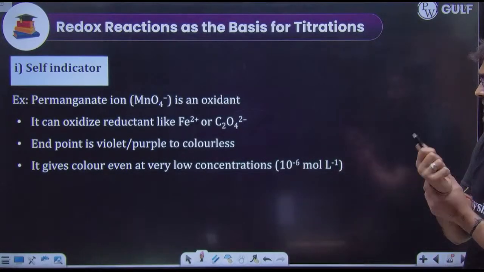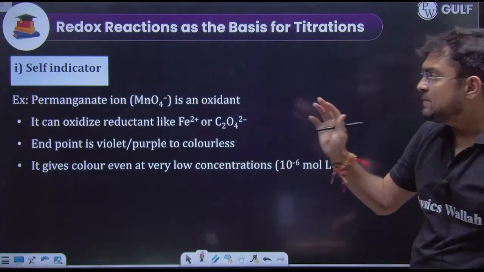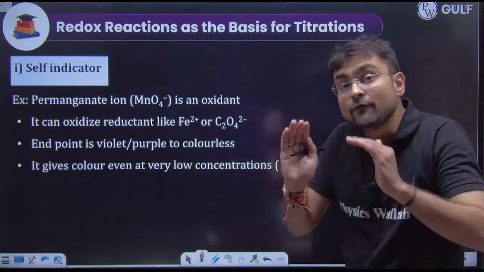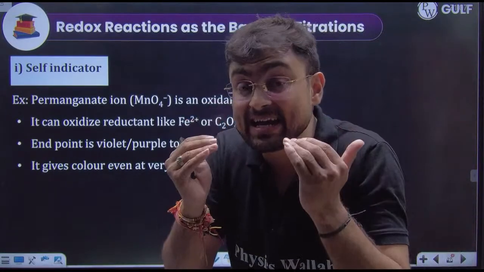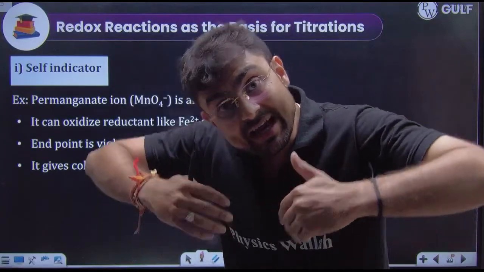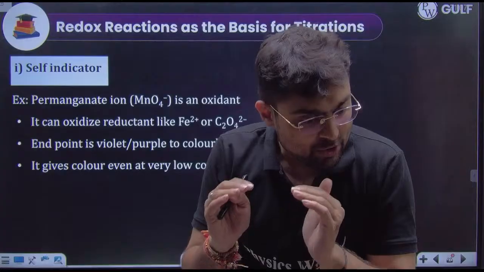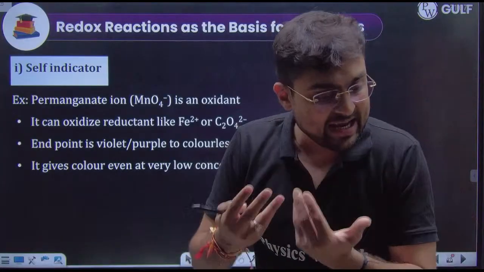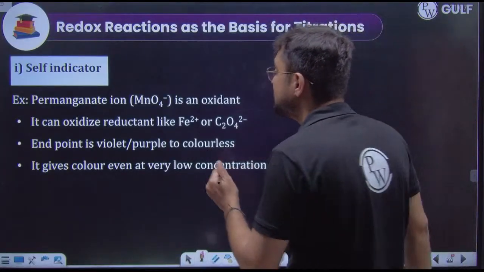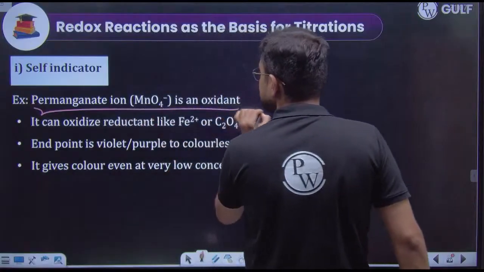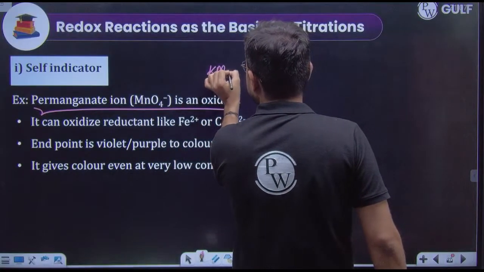Self indicator means that in the chemical reaction, one of your reactants is also the indicator. Are you getting this point? Your reactant is an indicator also. For example, the permanganate ion, that is your KMnO4.